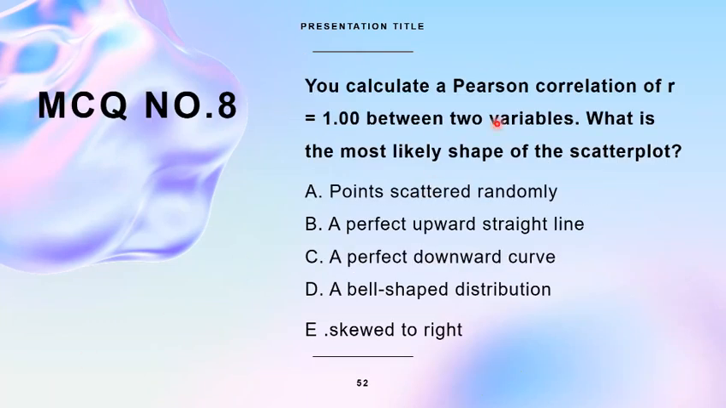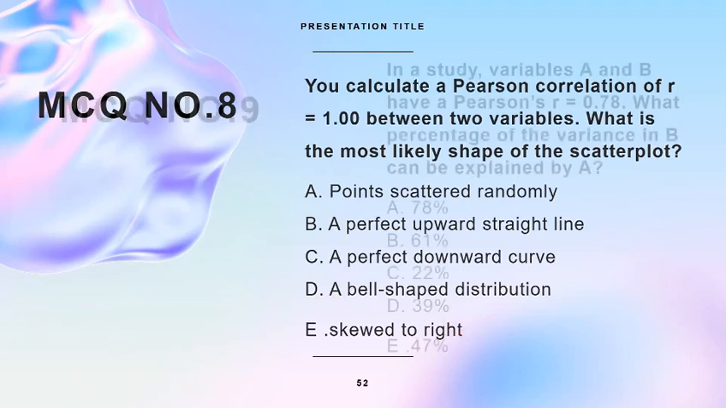MCQ number 8: you calculate a Pearson's correlation of R equal to 1.0 between two variables. What is the most likely shape of the scatter plot? Points scattered randomly, a perfect upward straight line, a perfect downward curve, a bell-shaped distribution, or skewed to the right? B. The answer is a perfect upward straight line.